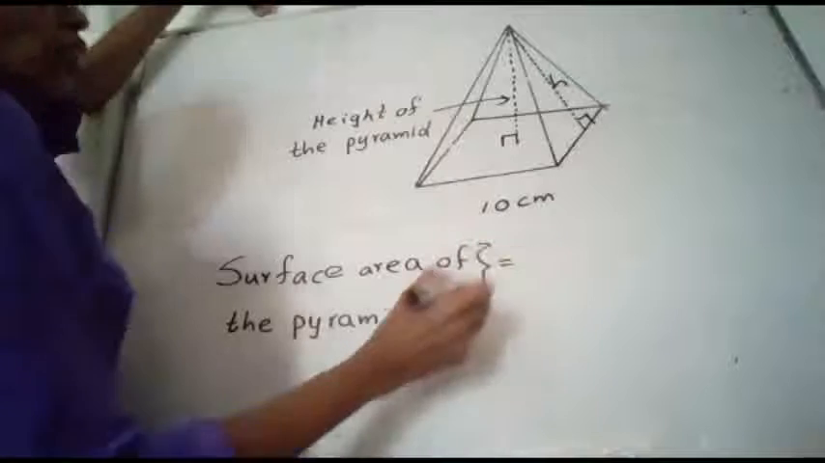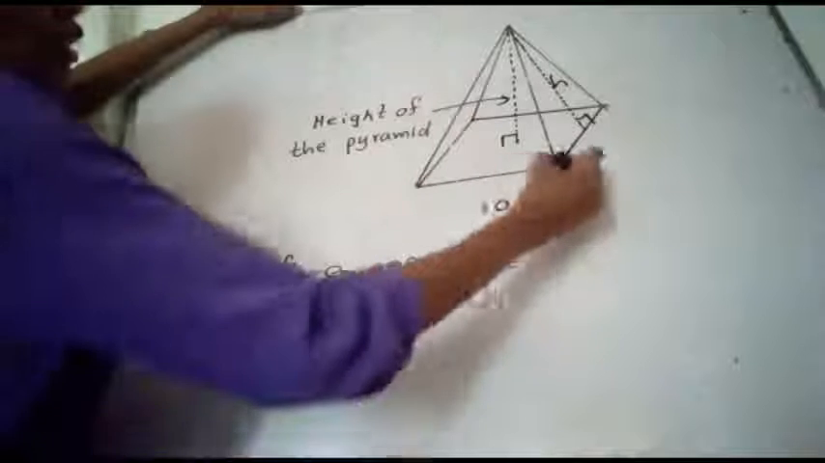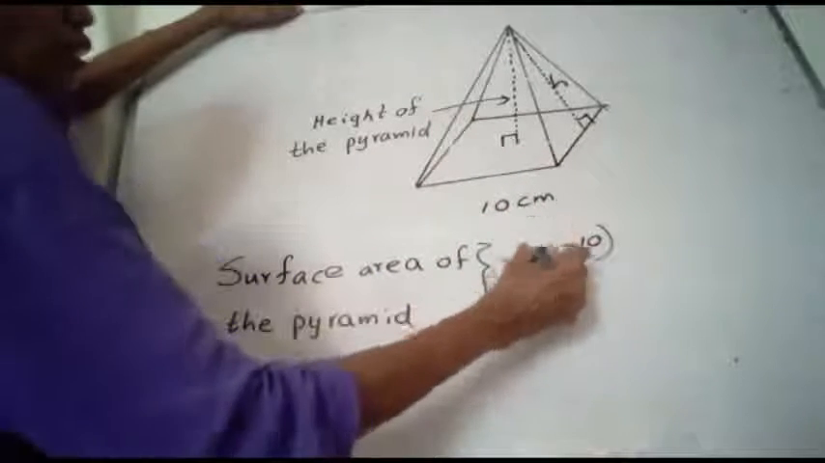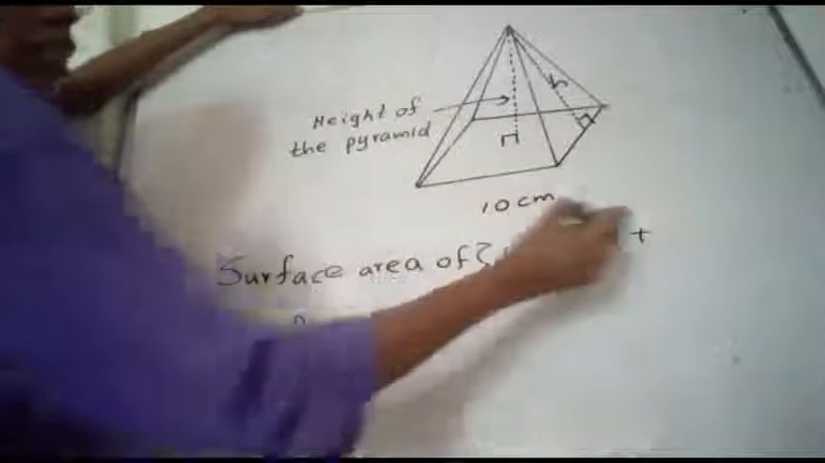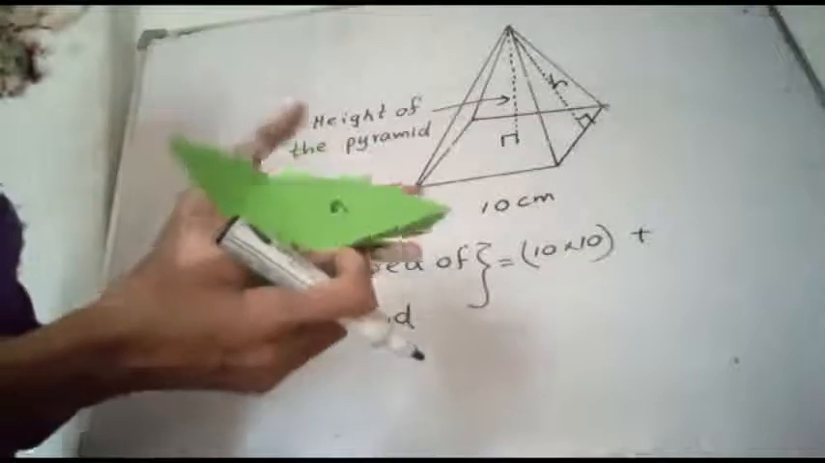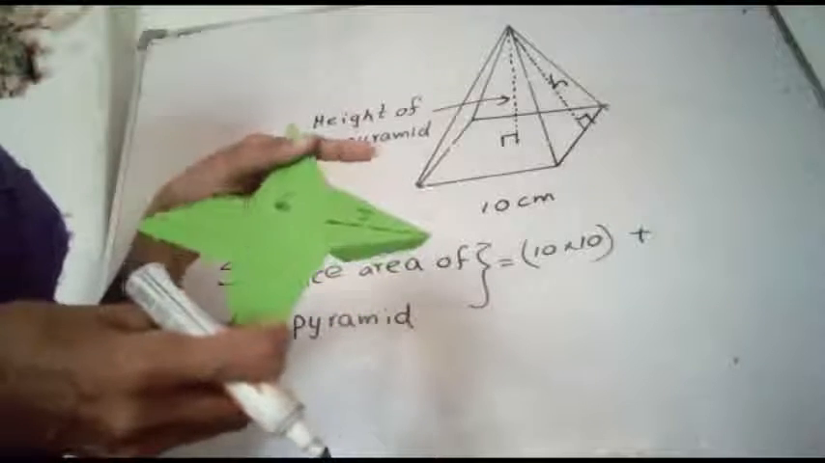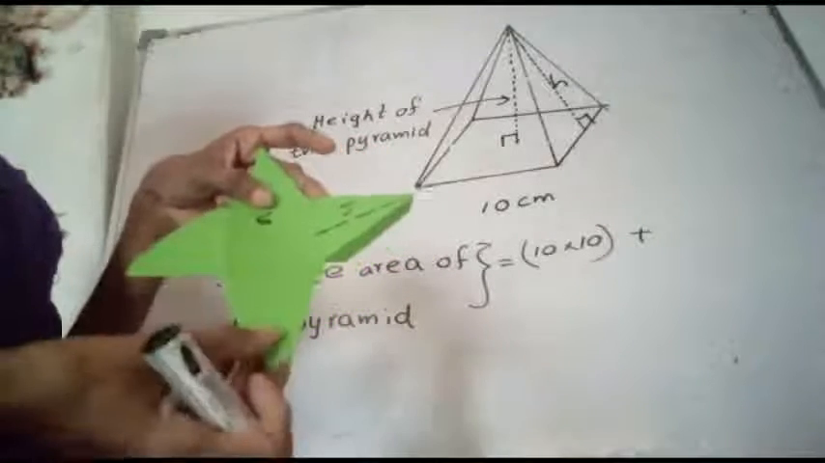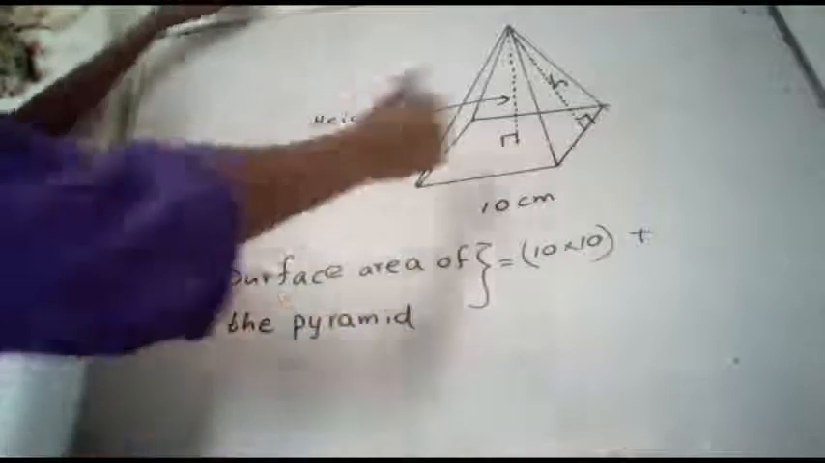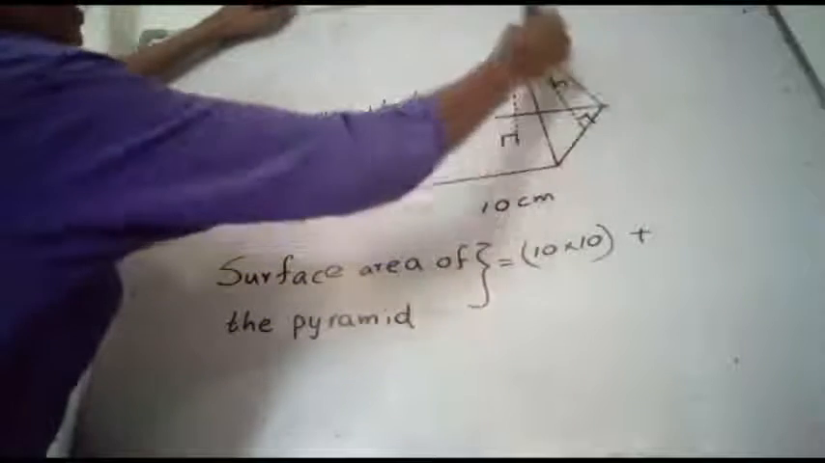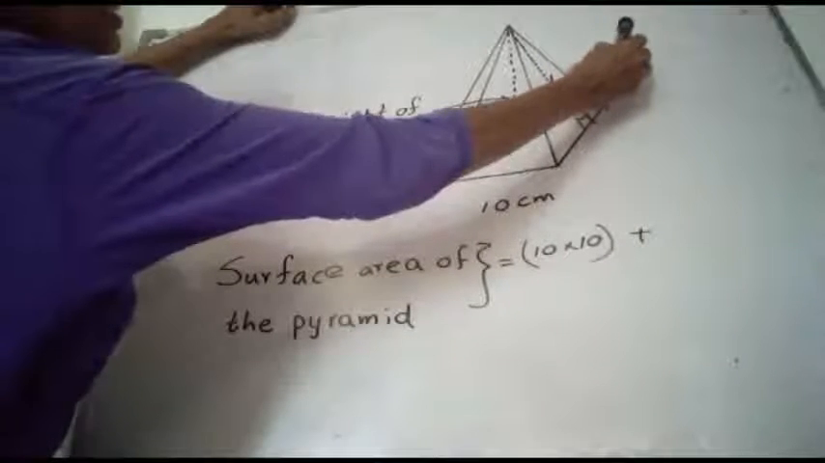Surface area is equal to area of the base plus area of the four triangles. Area of the base is 10 multiplied by 10, it's square in shape. Area of the four triangles. Then we think the perpendicular height of this side is equal 8 centimeters.